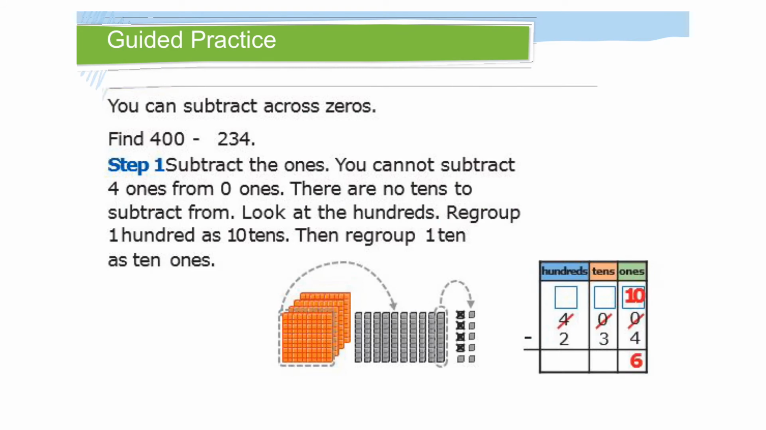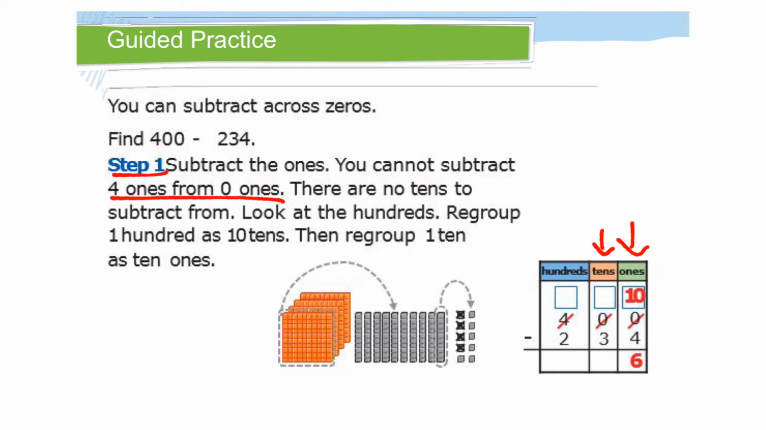Guided practice page. Now students, you can subtract across zeros. Let's find 400 minus 234. Remember step number 1. You look at the ones first. Now you see 0 on top, so I know that I cannot take 4 ones from the 0 ones. So I go to the tens place.